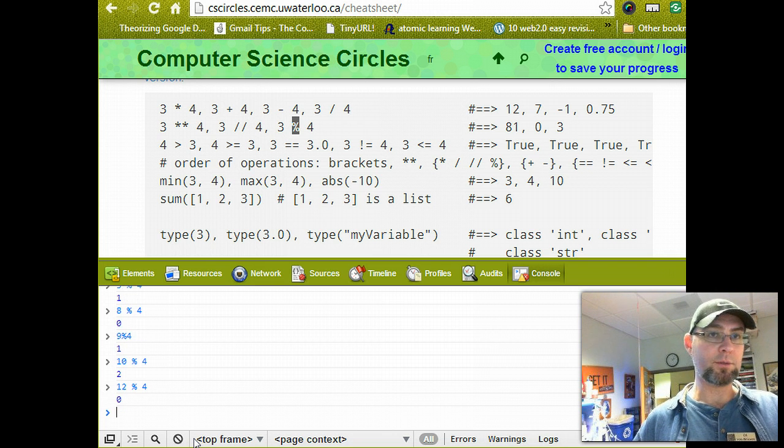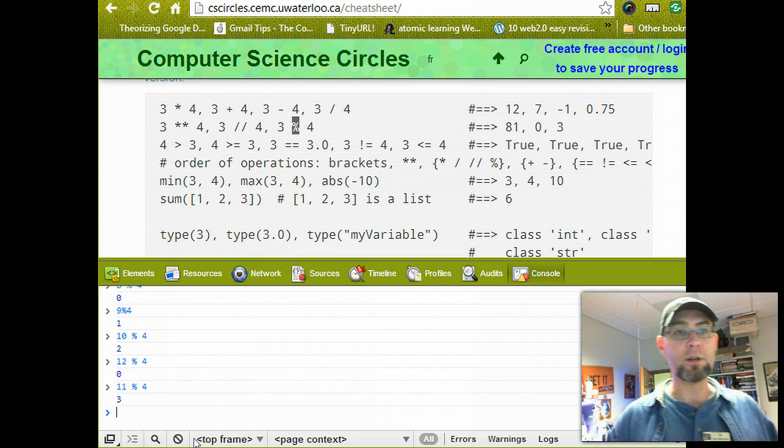We do 11, we're going to have 3. Whoops, no, because I did 12. We do 11, we're going to get 3 left over. We did 12 and we had 0. So that's a great way to find the remainder. Now, why would you care?